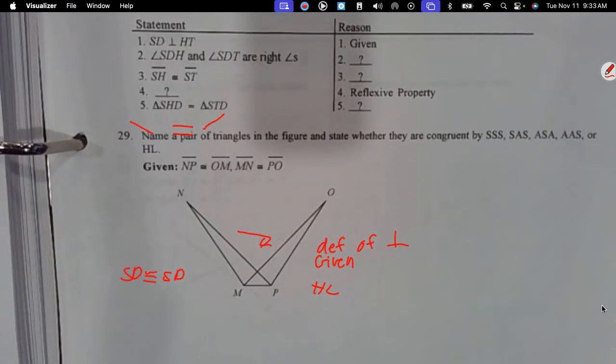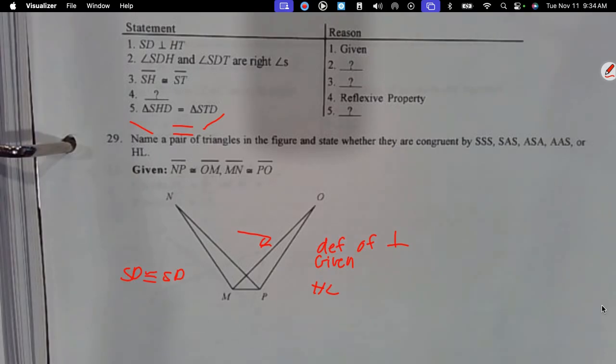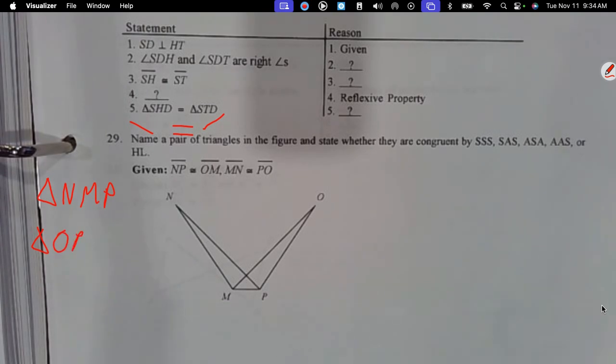All right, next one. It says, name a pair of triangles. Really quick, before I answer the last part, because everybody likes to skip to the last answer. Name a pair of triangles. What are my 2 triangles? Triangle what? NMP. Very good. And what's my other triangle? ONP. Yeah, NMP, or I might do OPN. But it really doesn't matter. Order doesn't matter. It doesn't say that they're congruent. What does it just say? Name them. Just put the 3 letters. That's it. Is everybody good with that?